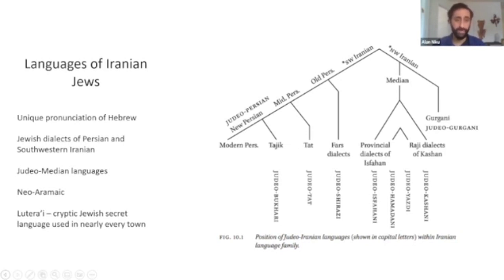And then a final thing that we'll also talk about is Lutaraim, which is a cryptic Jewish secret language that was used in nearly every town of Jews. It's a whole other language. We'll talk about it a little bit. The point is, there's a lot going on linguistically within Iran, even just among Jewish communities. And that's only what we know of, basically. Every town in Iran had Jews at some point, so there were probably many more Jewish languages than the ones we even know about.